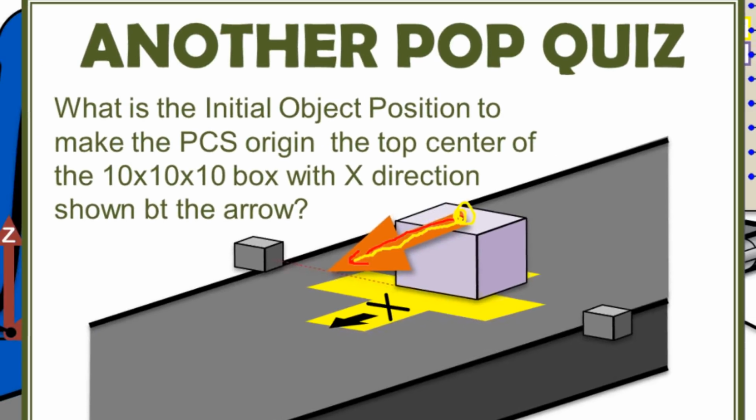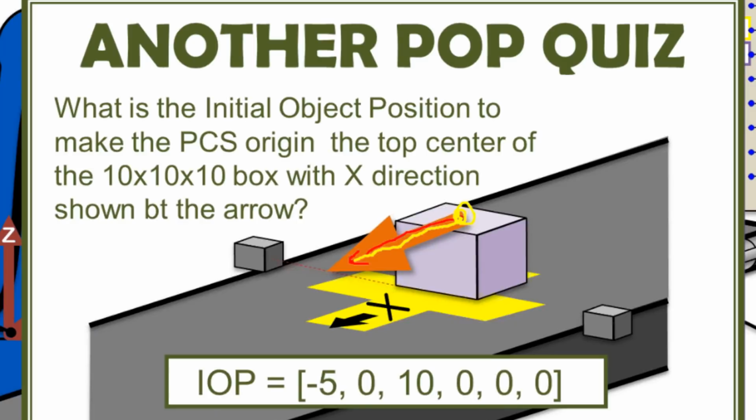Now what would I set my initial object position to if the box is 10 by 10 by 10 units and I want the center to be at the top of that box? Again, I'll give you just a few seconds to think about it. Okay, well, if our box is 10 by 10 by 10 and we need to set an offset to our conveyor belt origin, then in the x direction, we need to go back 5 units, 5 in the reverse direction of x, 0 in the y direction, and 10 up in the z direction.